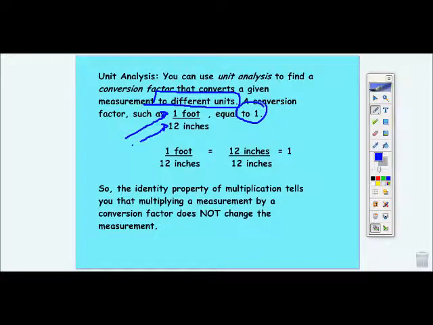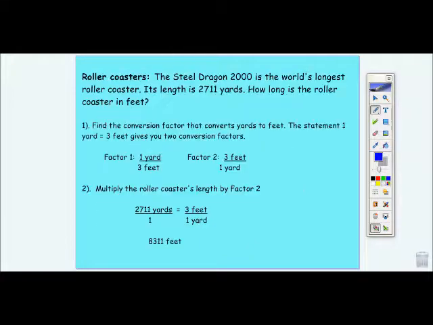so that's equal to 1 whole. So when you look at the next one, we have our 1 whole here, 1 foot over 12 inches, and then we have our 12 inches over 12 inches. That also equals 1. So the identity property of multiplication tells us that we can multiply a measurement by 1. We've been doing this with other math. You can always multiply by 1 and you'll end up with the same number. So let's put that into effect.